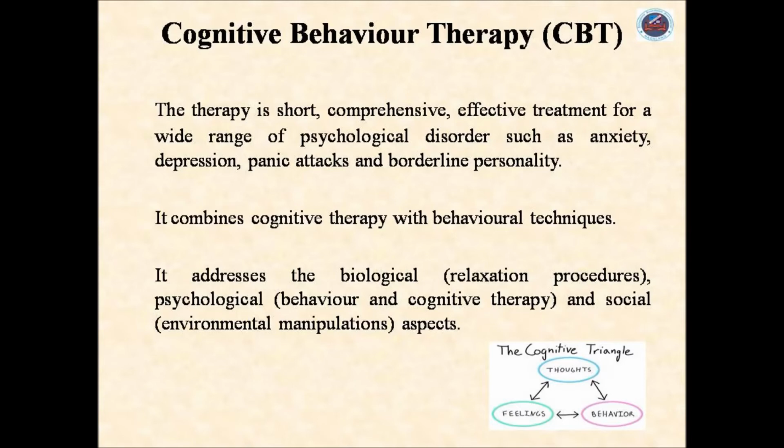Whenever we go through any problem in biological aspects of life, we get healing with the help of relaxation postures, or whenever there is any psychological problem, there is therapy with the help of behavior and cognitive therapy, and social aspects can be taken care of with the help of environmental manipulations. Thus CBT normally uses self-help strategies and thus improves our quality of life. For example, we learn to manage our stress and anxiety by overcoming our cognitive distortions.